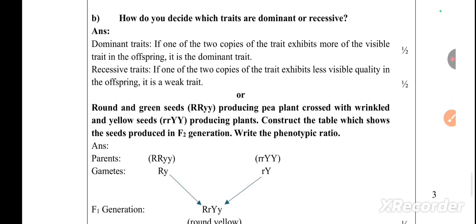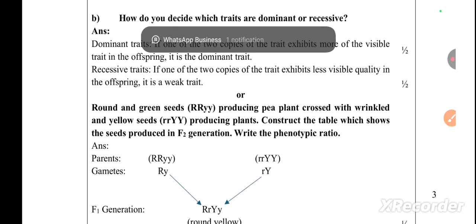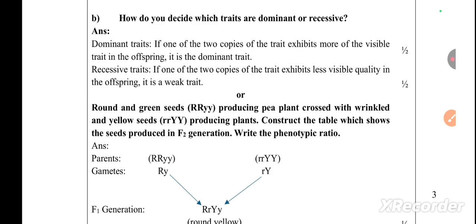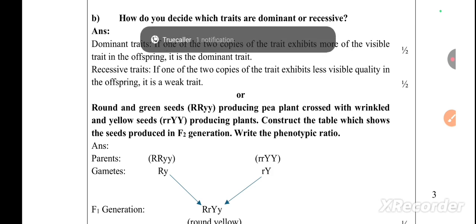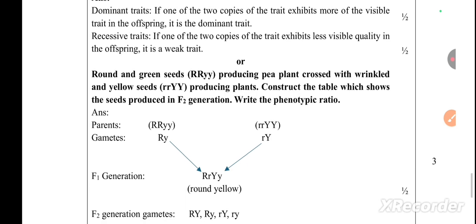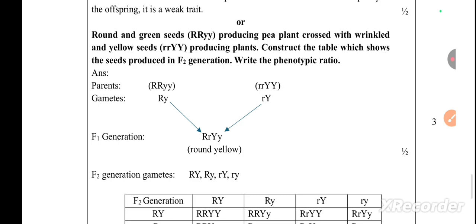Then B question, how do you decide which traits are dominant and recessive? Dominant trait: if one of the 2 copies of the trait exhibits more of the visible trait in the offspring, it is the dominant trait. Recessive trait: if one of the 2 copies of the trait exhibits less visible quality in the upcoming generation or in the offspring, then it is a weak trait. For this question, they asked another type of question.